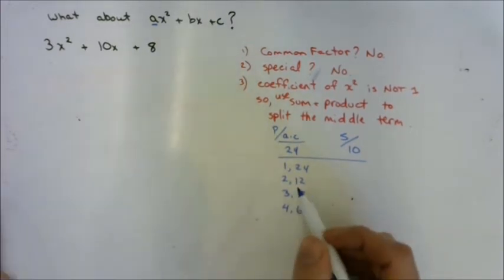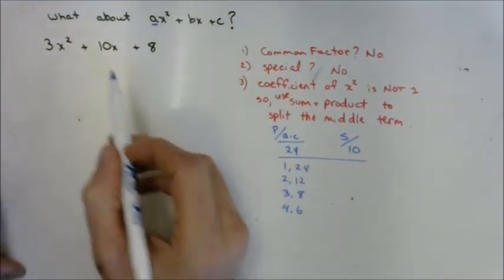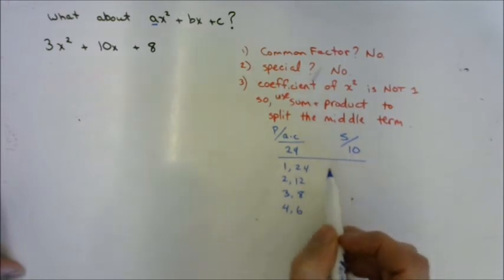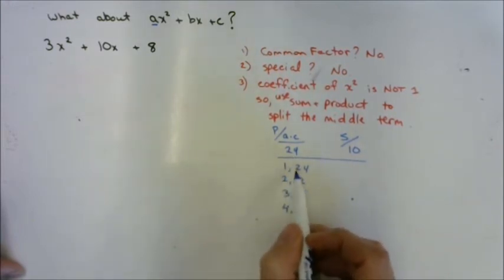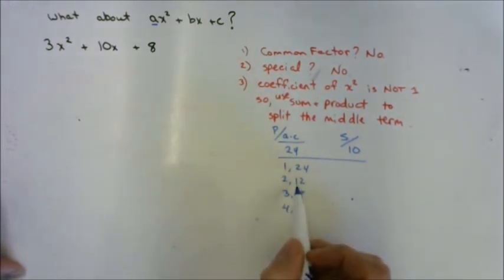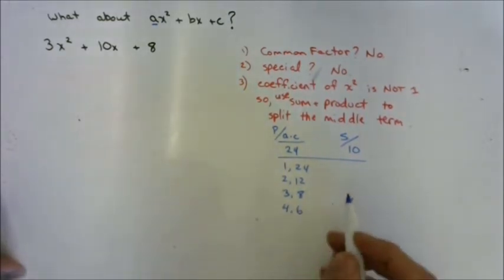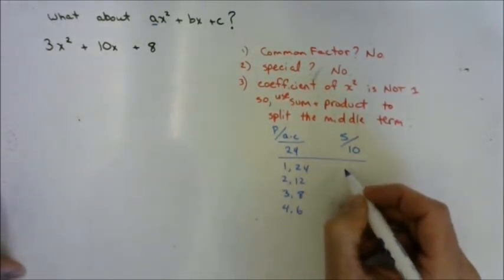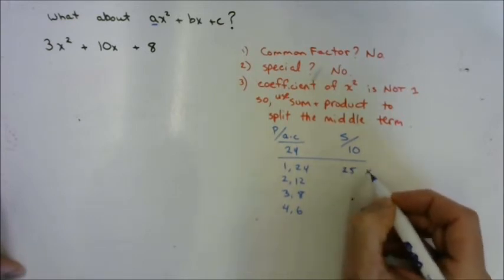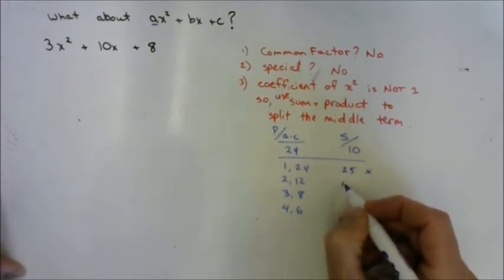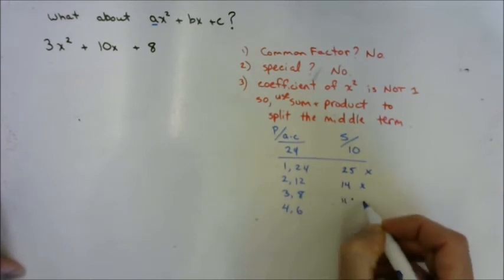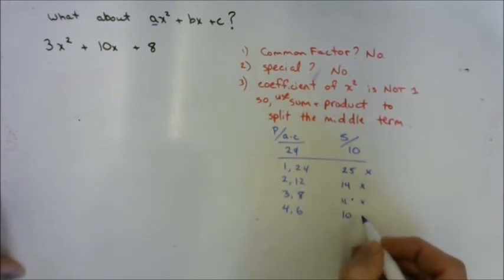I'm going to ignore the negative values because I know I need to add to a positive number, but I could include negative 1, negative 24, negative 2, negative 12, negative 3, negative 8, and negative 4, negative 6, but I need them to add to 10, so I know I'm looking at positive numbers. These guys add to 25, no go. 14, no go. 11, getting closer. 10. Cha-ching.